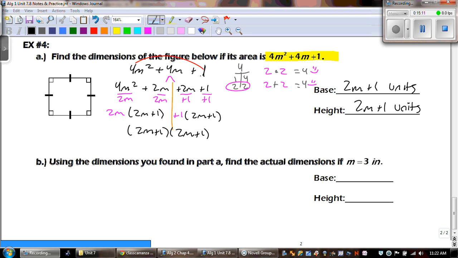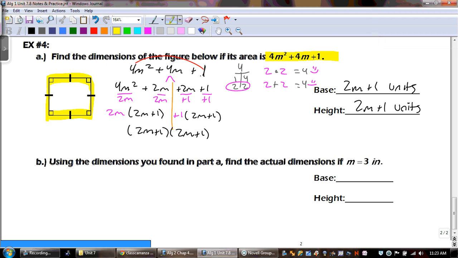Okay, so you should have gotten that both the base and the height are 2m plus 1. And why are they both the same? What shape do we have? We have a square, guys. If we have a square, all sides are the same in a square. Okay, so since they're both the same, I'm going to be lazy over here, and I'm only going to do this once. Okay, we have 2m plus 1, and we're plugging in 3. 2 times 3 is 6. 6 plus 1 is 7. So 7 inches and 7 inches.